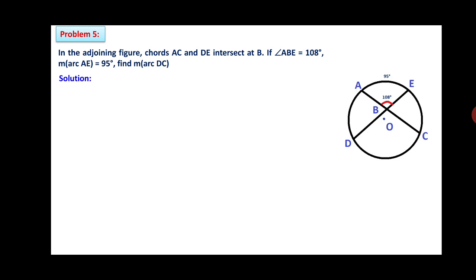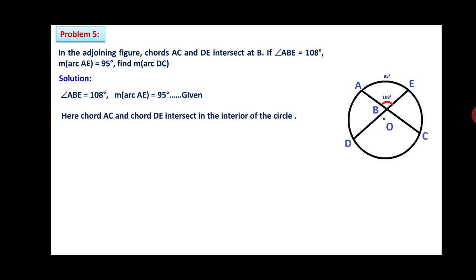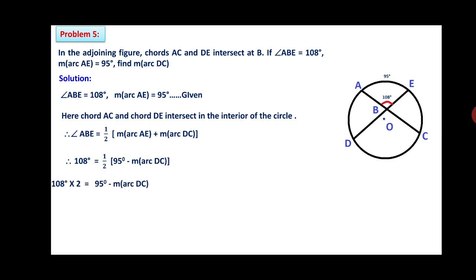We will start the solution. Here angle ABE is 108. Measurement of arc AE is 95. It is given. Here chord AC and chord DE intersect in the interior of the circle. Therefore, measurement of angle ABE is equal to half of the measurement of arc AE plus the measurement of arc DC. We substitute the value. Therefore, 108 degrees is equal to half into bracket, measurement of arc AE, given 95, minus measurement of arc DC.